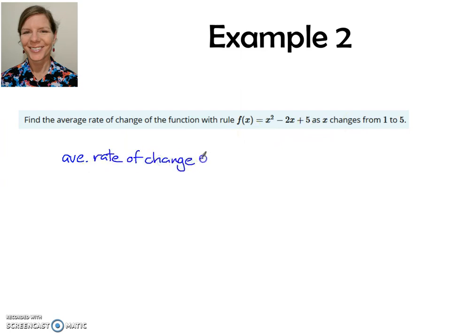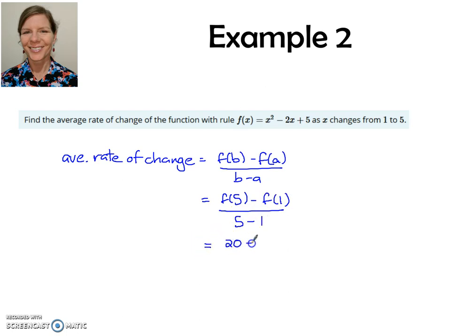Remembering from our formula, it was the function value at b minus the value of the function at a, over b minus a. Now in this case, the interval given is 1 to 5, so f of 5 minus f of 1 over 5 minus 1. If you work that out, which I will leave you to do, you should get 20 minus 4 over 5 minus 1, which will give you 16. We haven't been given any units, so it's just 16 units as a rate of change.